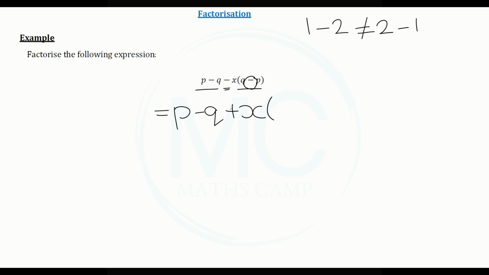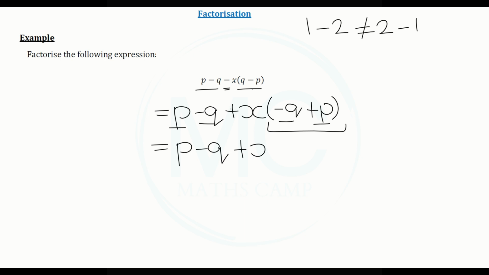Open our bracket. Let's clean this original bracket up a little bit. Now we have positive q, which becomes negative q, and negative p, which becomes positive p. Now we have positive p and negative q, and positive p and negative q. So let's change the order of the terms in this bracket around. And we're going to have p minus q plus x, open the bracket, p minus q.